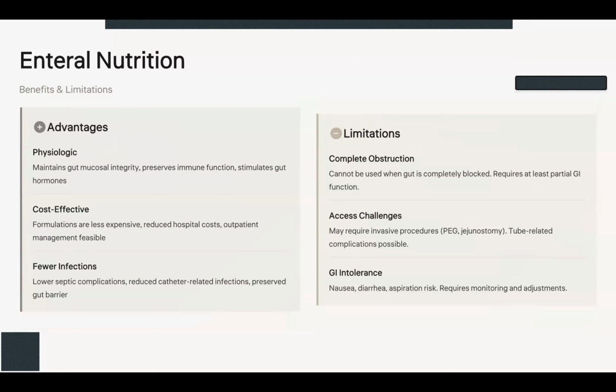However, it is not without limitations. What are the limitations? It cannot be used in cases of complete obstruction, which may require invasive procedures such as PEG or jejunostomy for access, and it can sometimes be associated with aspiration risk and intolerance, including nausea and diarrhea. So while it is preferred, it is not always feasible.